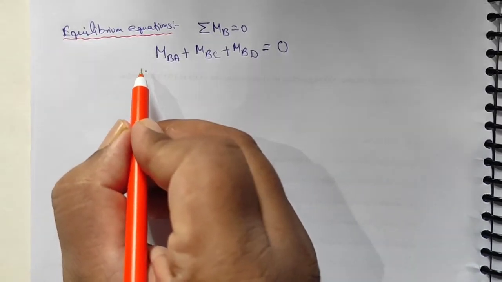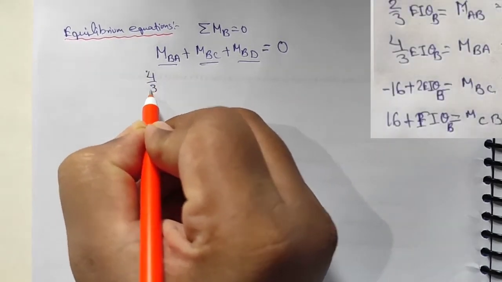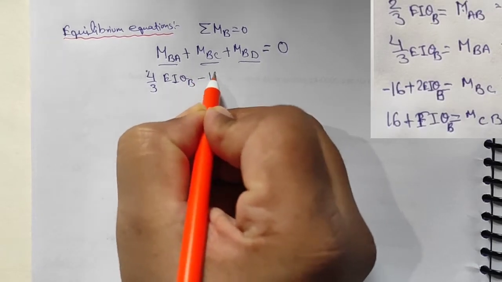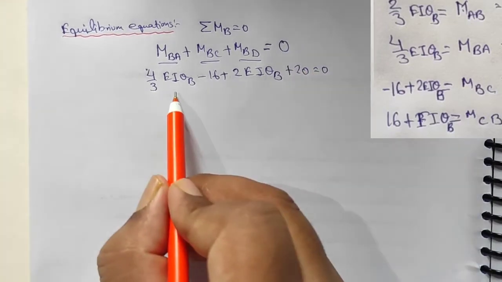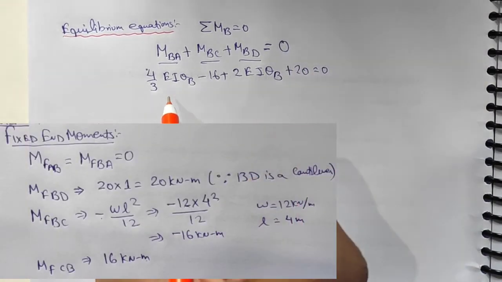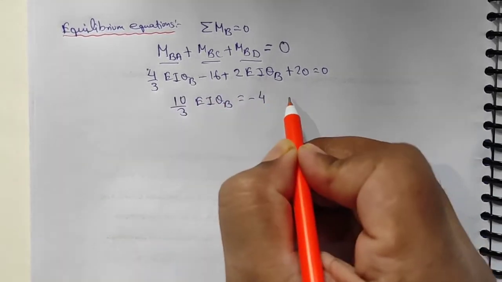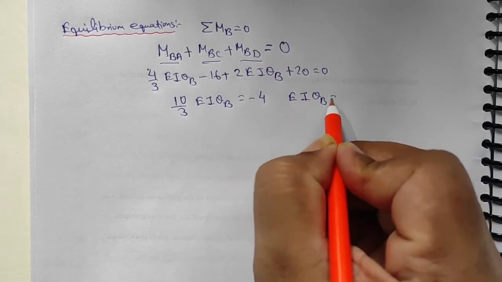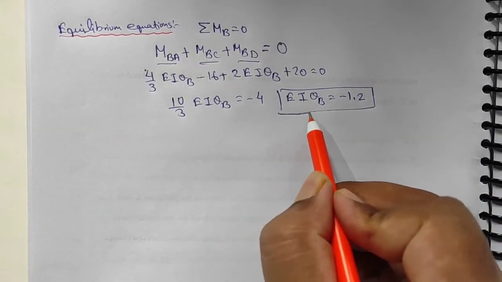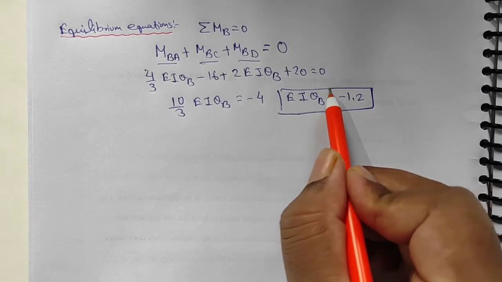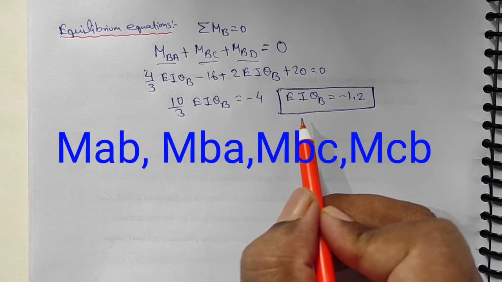Now substituting the values of MBA, MBC and MBD from the slope deflection equations, I will get 4 by 3 EI theta B minus 16 plus 2 EI theta B plus 20. All the values I have found in the previous step. Now by simplifying, I will get 10 by 3 EI theta B equal to negative 4, or again EI theta B will be equal to negative 1.2. So this is the value I will put in the previous slope deflection equations, and I will find the values of the unknowns, that is MAB, MBA, MBC and MCB.